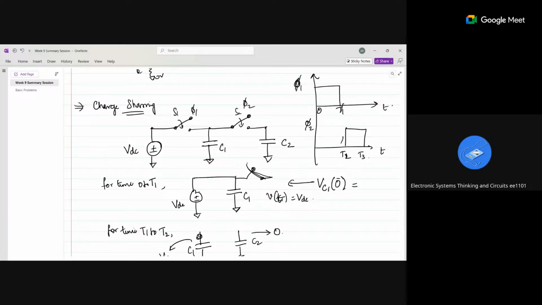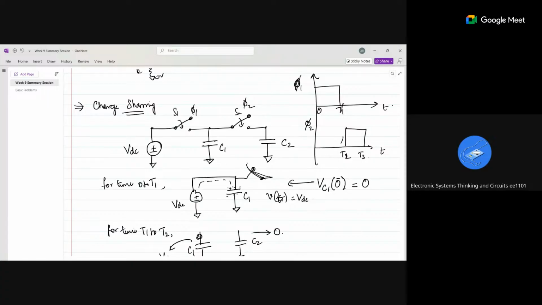A voltage source VDC is connected in series with a capacitor C1. At 0th time, what is the voltage across the capacitance C1? It's 0, right? Then over time, this voltage will charge this capacitance, like it will be sending the charges.